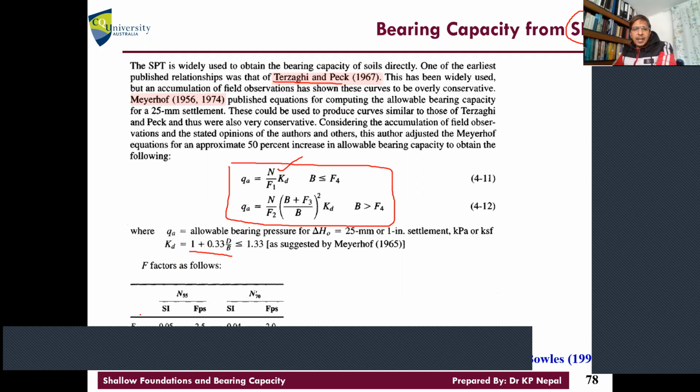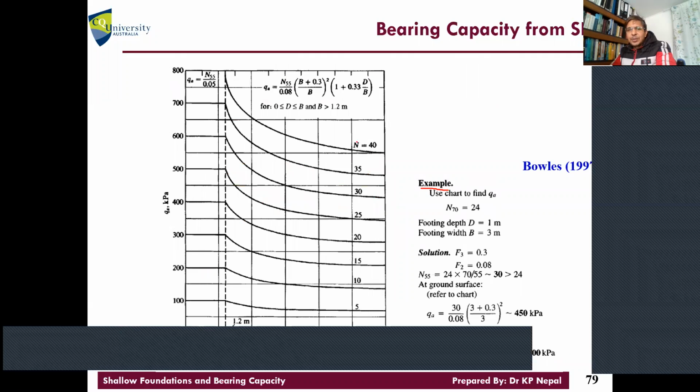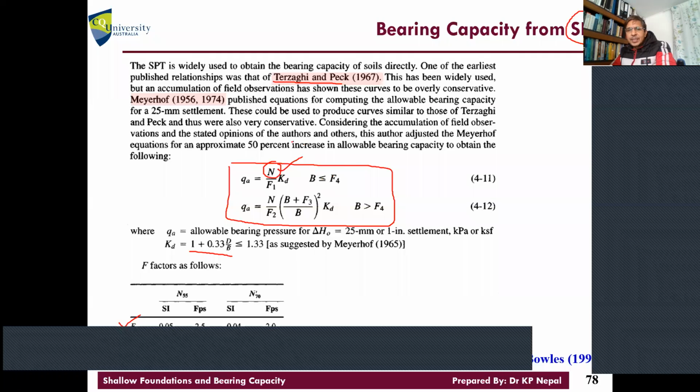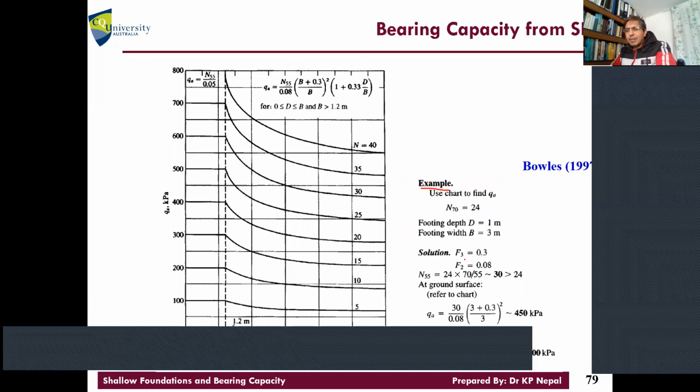And then F1 is a factor in the table here. So you can directly, based on the measured N value, which is N55, get the allowable bearing pressure. Okay, you go to the field. This is another method, right? You go to the field, do an SPT test, and just use this applicable formula to calculate allowable bearing capacity. Straightforward. One example is given here, right? The example of how to use this graph or these equations is given here. You can have a look.